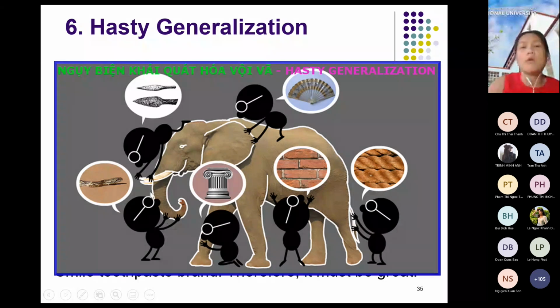And not representative of the whole object here. In this case, it is the elephant. And yes, this is a very common story in Vietnamese that we have also, isn't it? Okay, so that is the hasty generalization fallacy. So we are looking at number 6. I hope you still remember the other previous 5.